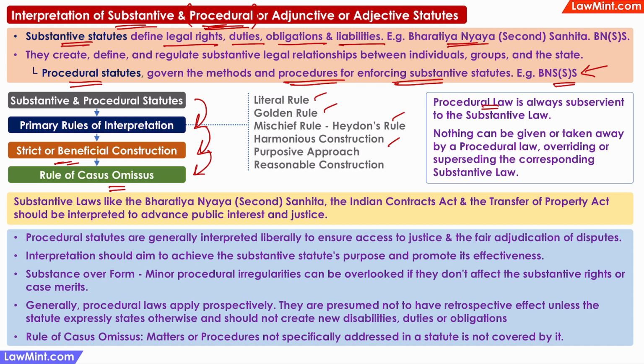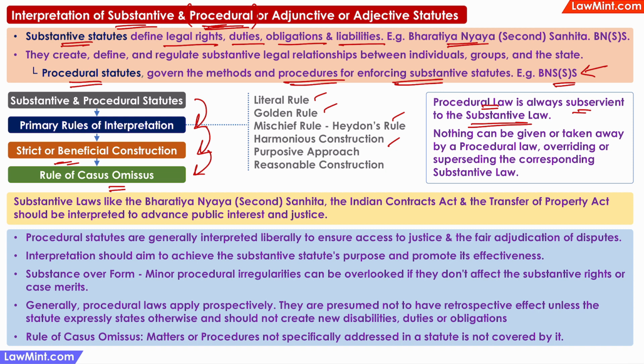Procedural law is always subservient or secondary to the substantive law, which means that the procedural law cannot supersede or override the substantive law. For example, the Bharatiya Nagarik Suraksha Sanhita cannot take away anything that the Bharatiya Nyaya Sanhita has mandated, or it cannot add something that the Bharatiya Nyaya Sanhita has prohibited.